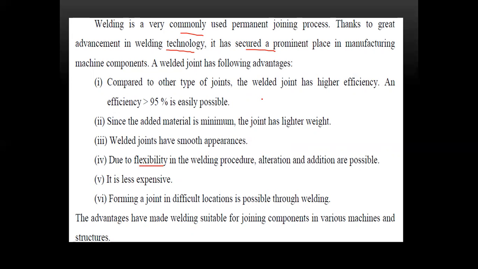Compared to the other types of joints, welded joints have higher efficiency, greater than 95% is achievable. Due to the flexibility in the welding procedure, alterations can be possible. The advantages have made welding suitable for joining components in various machine structures.